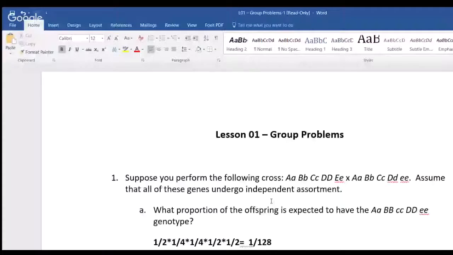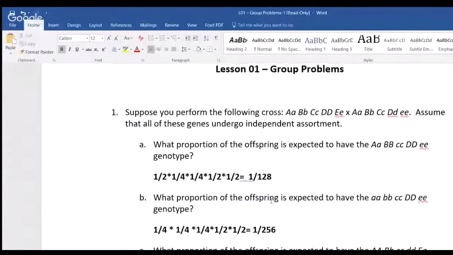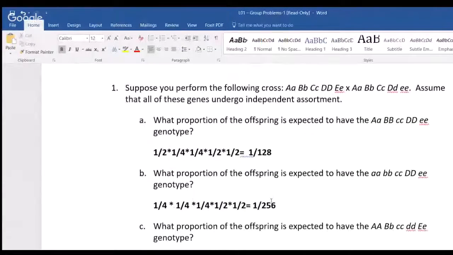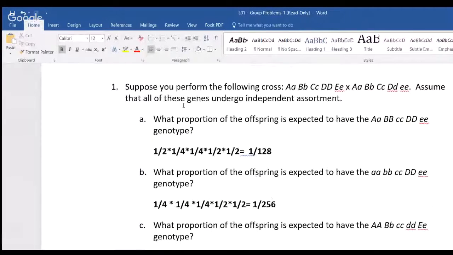Alright, so here we have our group problems. We're going to start with question 1 and work our way down. For problem 1, part A, and all of these actually, you just have to do the fork line method. So you take all the A's and you do the Punnett square for them, and that'll tell you the proportions of heterozygous, homozygous dominant and homozygous recessive. And then when you're looking over here at what you want to end up with, all you have to do is combine the different probabilities.